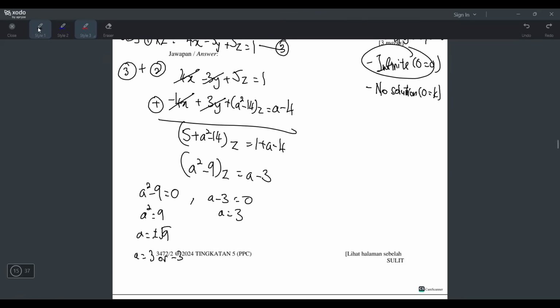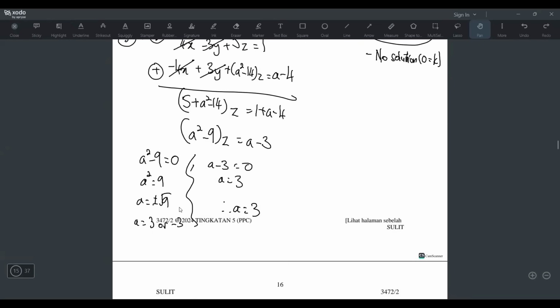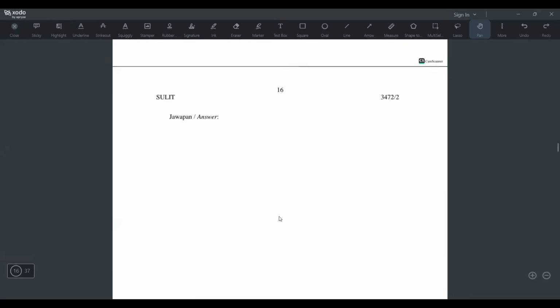Is 3. Okay? And it makes sense, because here you get 3, negative 3, here you get 3. So the overlap answer is 3. So I will just write a equals 3 like this. And then done already. That's the answer. So there's only one answer for this. One answer only. Not two answers, just one only. 3 only. Right? The answer is 3. Okay, that's all. So that's it.